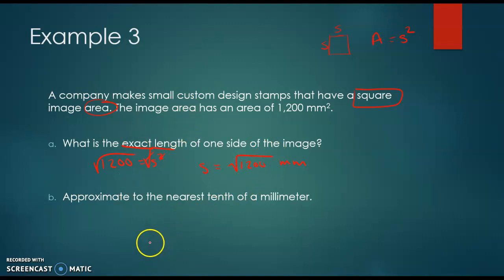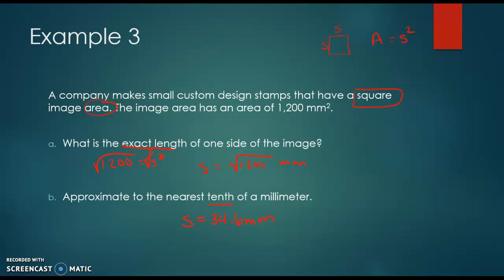Now it wants us to approximate to the nearest tenth. So when I type that into the calculator, I get 34.641016, and then it keeps going. So when we round that to the nearest tenth, we're going to get S equals 34.6 millimeters. And that's how we do it. That's it. Inverse operations. Always solving equations, we're going to do the inverse, which means the opposite. Opposite of squaring is to do the square root, and then we just solve.